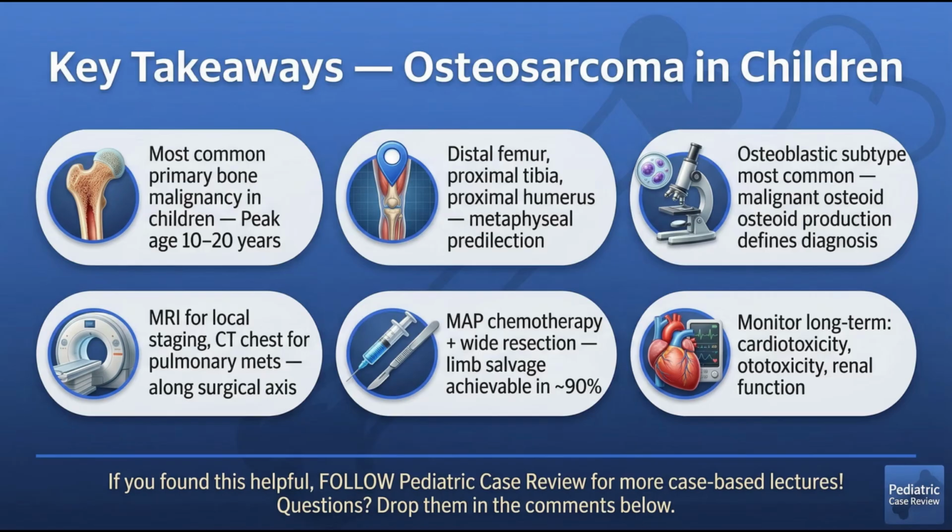The osteoblastic subtype accounts for approximately 80% of cases, and direct malignant osteoid production is the defining diagnostic feature. Magnetic resonance imaging is essential for local staging, and computed tomography chest is required for detection of pulmonary metastases. Biopsy must always be performed along the planned surgical incision axis to protect limb salvage. The MAP chemotherapy protocol combined with wide surgical resection is the standard of care, with limb salvage achievable in approximately 90% of cases. Long-term monitoring must include cardiac, auditory, and renal function surveillance throughout survivorship.